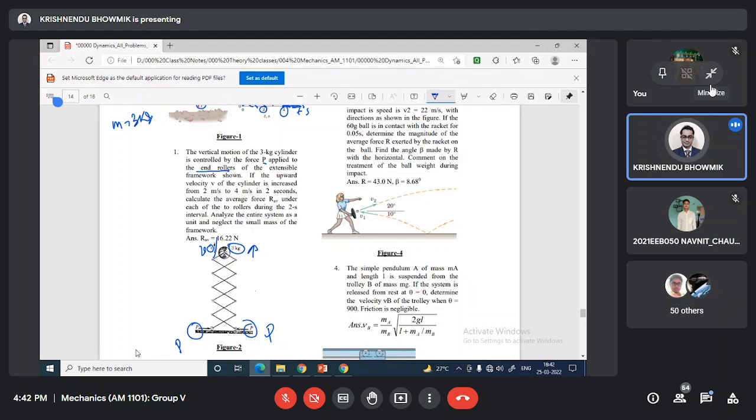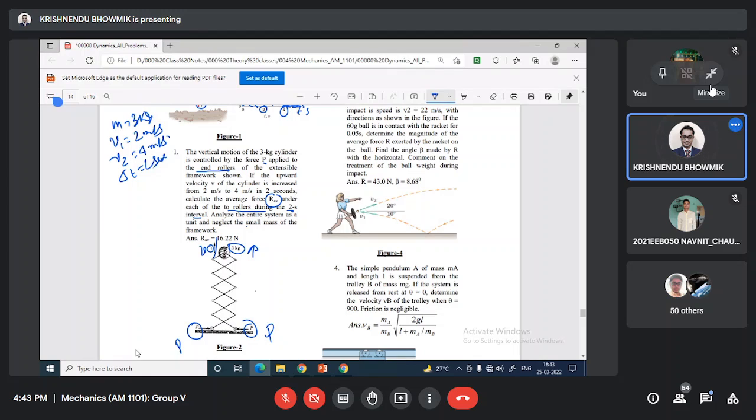to v2 equal to 4 meter per second, delta t was 2 seconds. Calculate the average force R average under each of the rollers, I think it was 2 rollers, during the 2 second interval. Analyze the entire system as a unit and neglect the small mass of the framework.